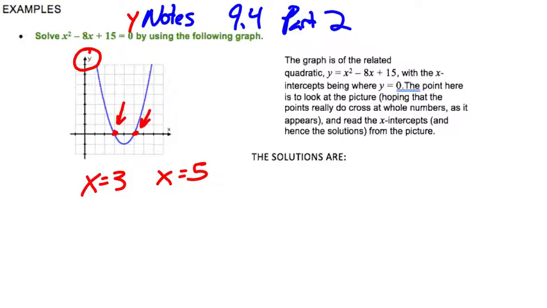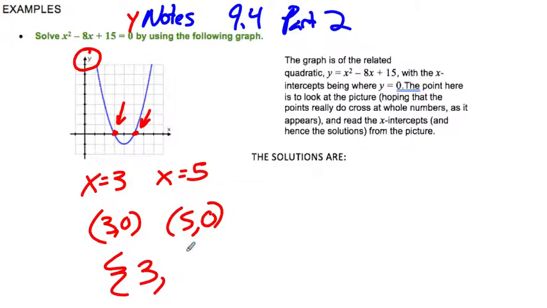That's the way it's always going to work when this thing is set equal to 0 or when you see a y there. So you can write it like this: x equals 3, x equals 5. You can write it as a coordinate pair, I guess. That's truthful. Or you can use your fancy pants brackets. The solutions are 3 and 5 or 5 and 3. You can switch them in this case.